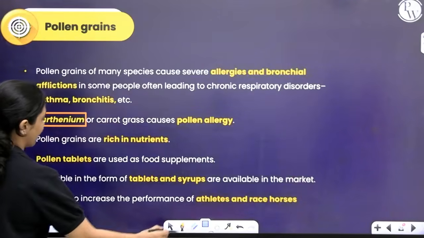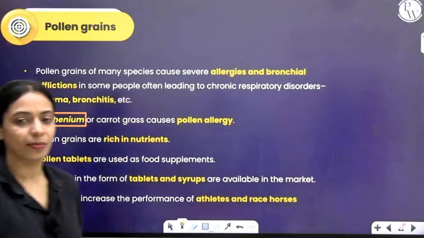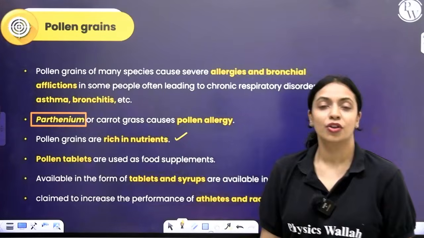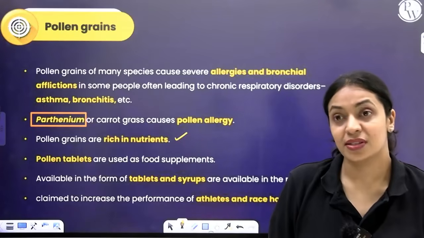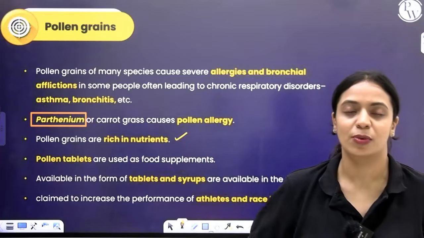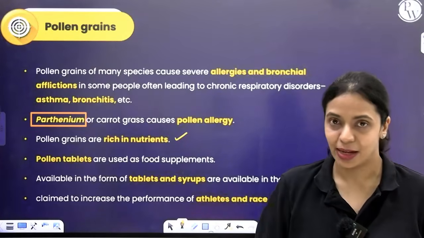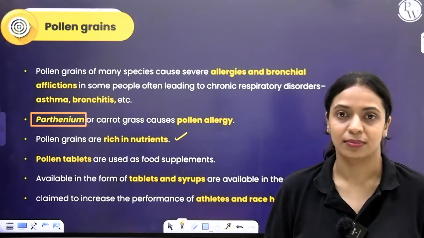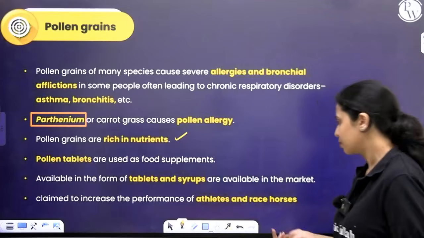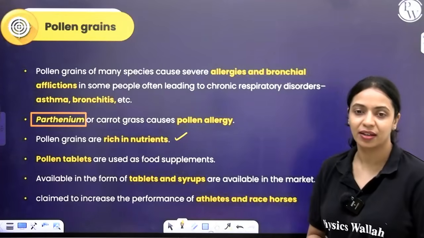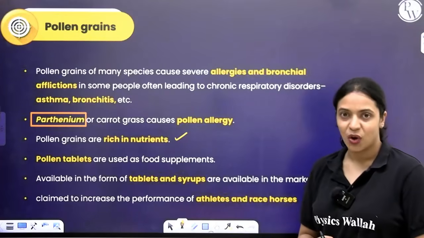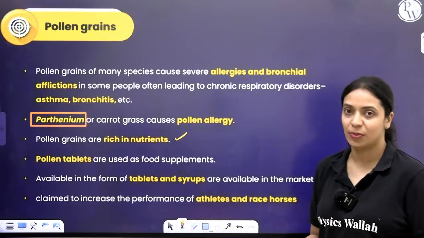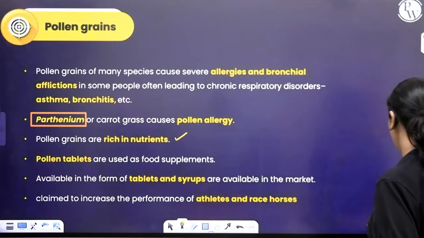Now, talking about the advantages of pollen grains, they are made up of a lot of nutrients. So they are rich in nutrients. It's available for humans in the form of tablets and syrups, so that can be consumed to enhance your nutrition. All right. And it is also believed that in athletes and race horses, pollen tablets are provided in order to make their performance better. So these are some advantages of pollen grains.